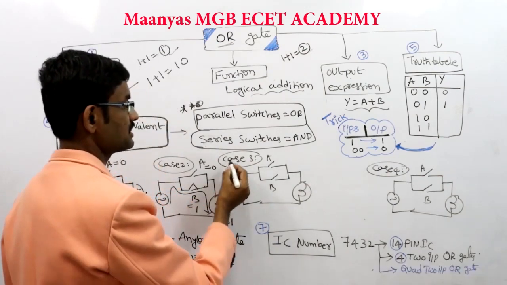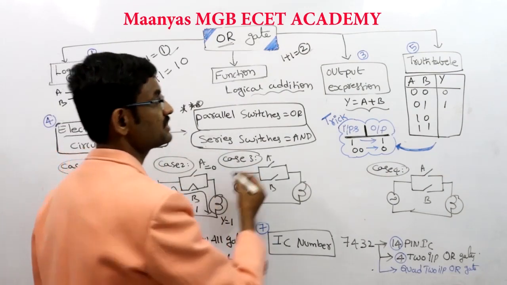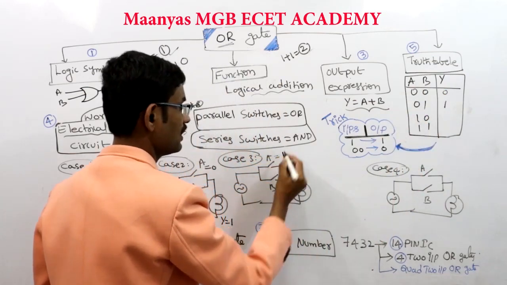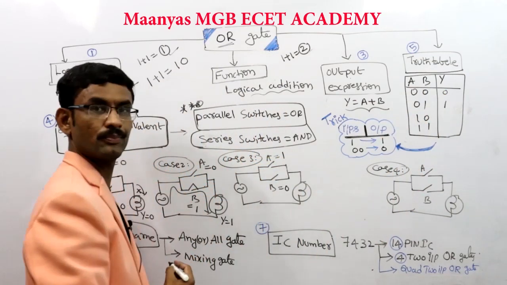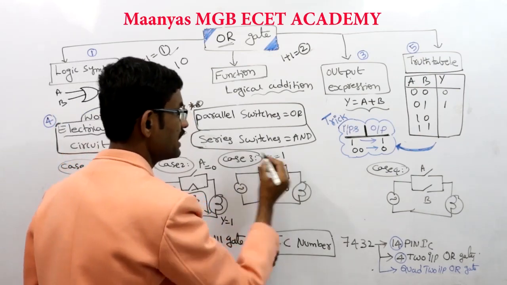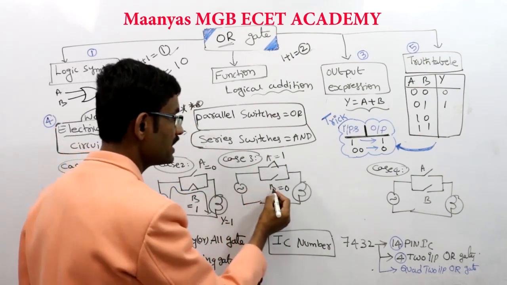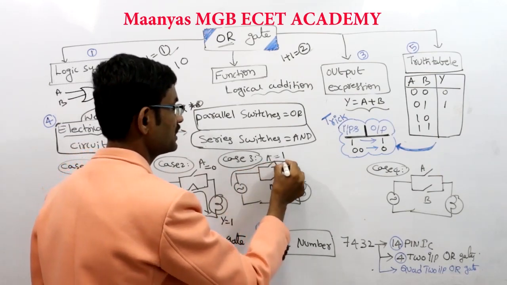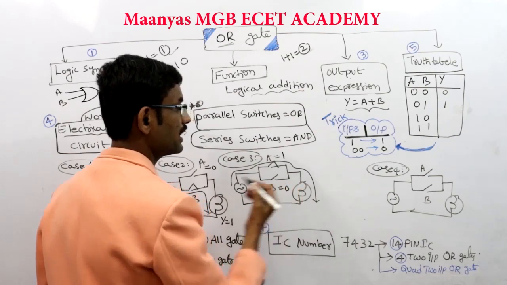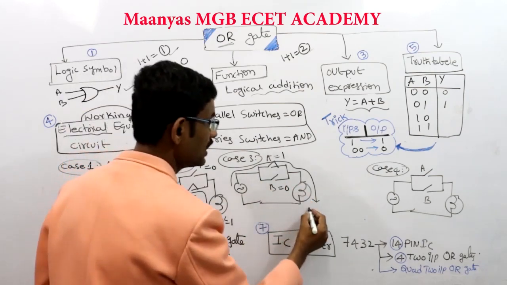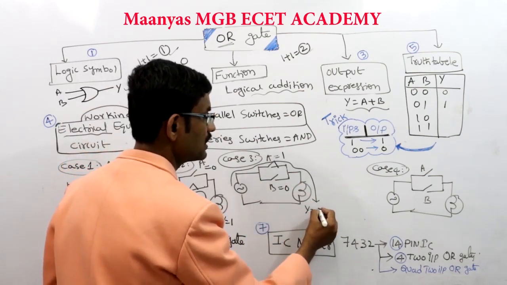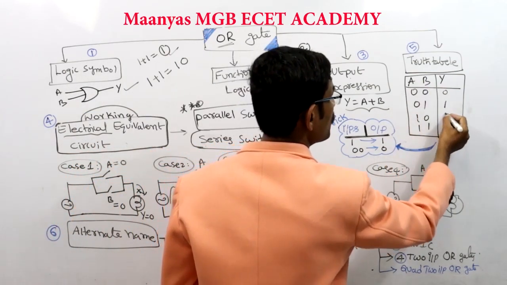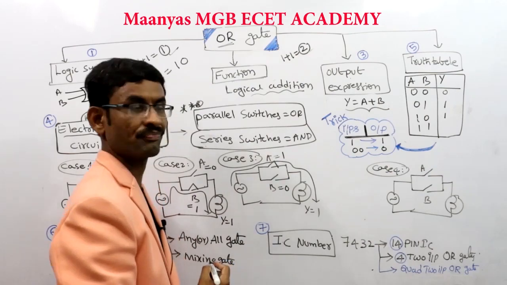Next, consider the case 3. In case 3, let us take A1, B0. A1, B is equal to 0. Here the switch A is closed but B is opened. A is closed, so current from the power supply flows into the bulb through switch A. Now the bulb glows, therefore the output becomes 1. For the inputs A1, B0, y is equal to 1.